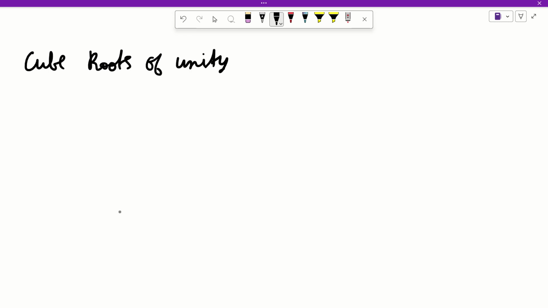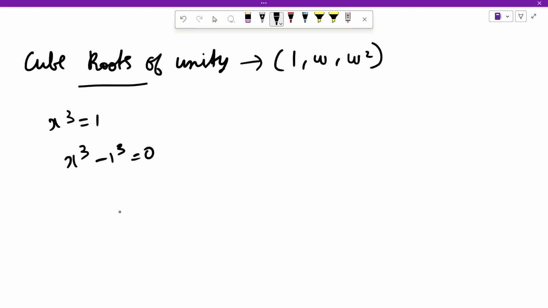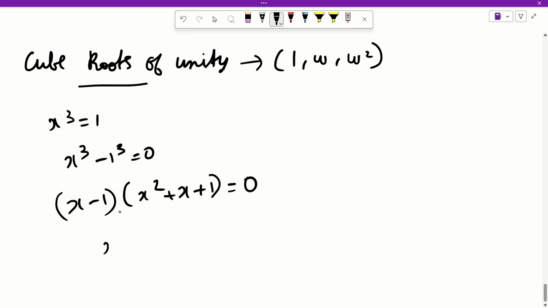Okay. Now we'll learn the next topic called cube roots of unity. Cube roots of unity are denoted as omega and omega square. Let's say we have x cube equal to 1. X cube minus 1 cube is equal to 0. That is, x minus 1 into x square plus x plus 1 equal to 0. Okay. So we have three values of x.